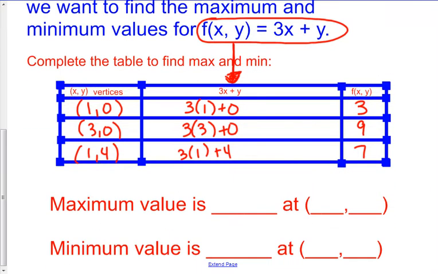So now they're asking where our maximum and minimum values are. Our maximum and minimum values are going to come from right here. These values right here. So my maximum value is 9, right?